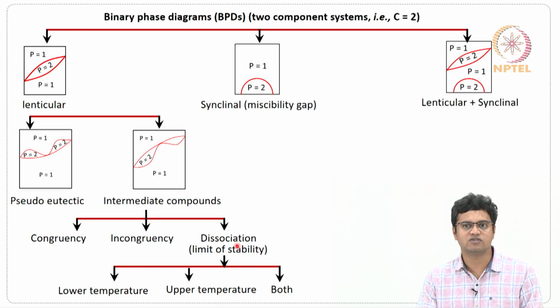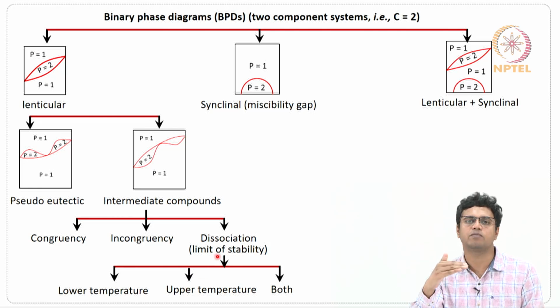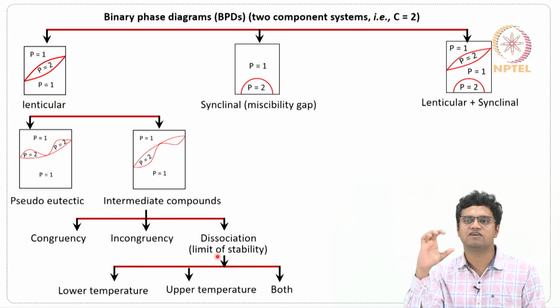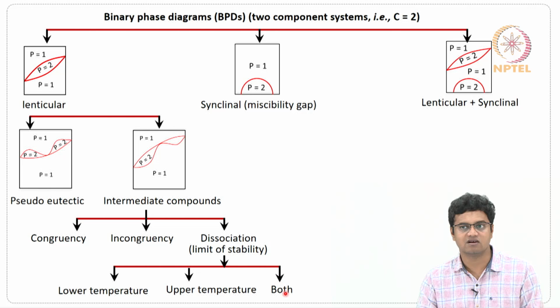Some compounds dissociate at a lower temperature. Some compounds dissociate at a higher temperature. Some compounds show dissociation characteristics at both higher and lower temperatures. They appear as a floating vertical line in the phase diagram. So that is the third category.